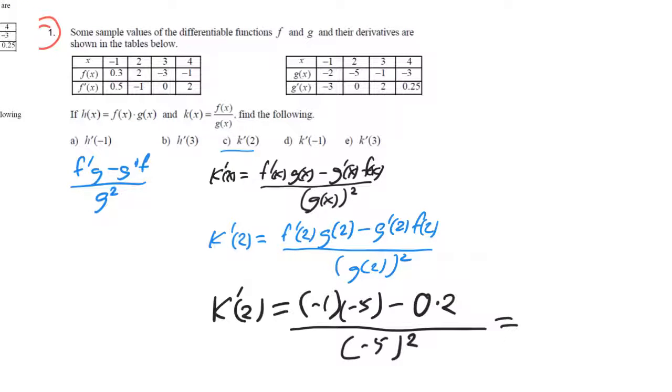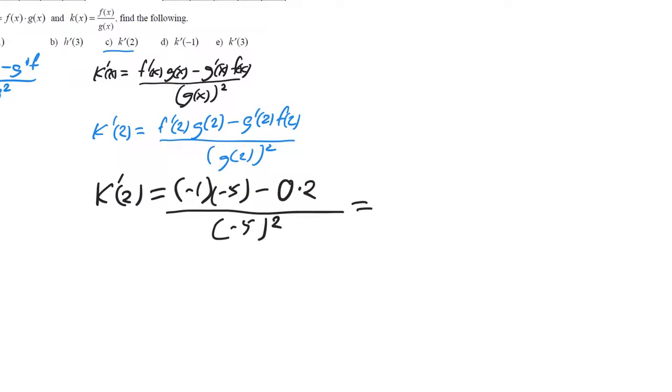Now all I've got to do is simplify this expression. So negative 1 times negative 5 is 5. 0 times 2 is 0. So that numerator becomes a 5 over, and then negative 5 squared is obviously positive 25. And that is equal to 1/5.